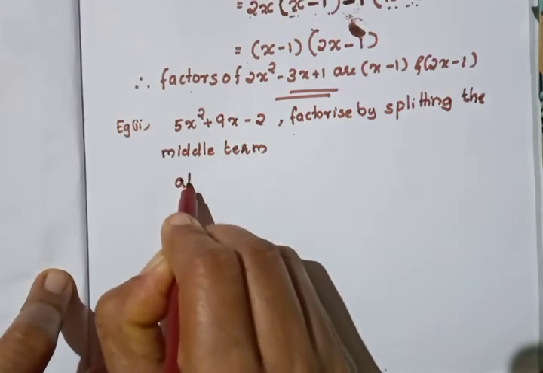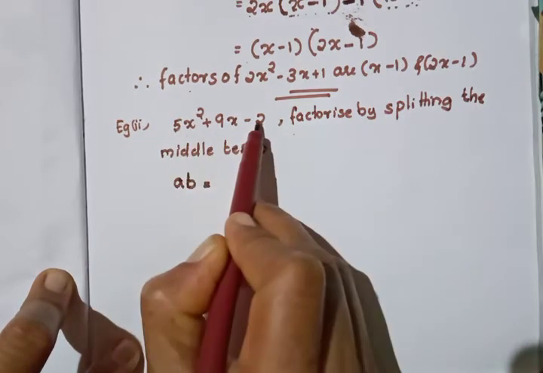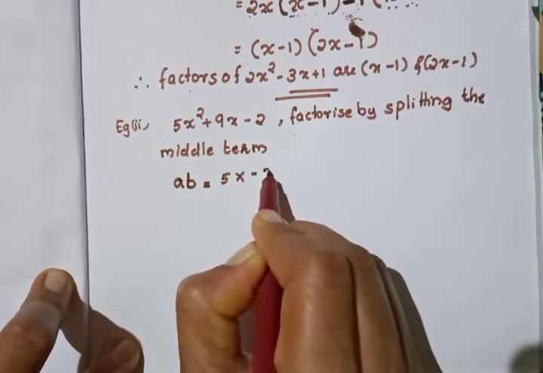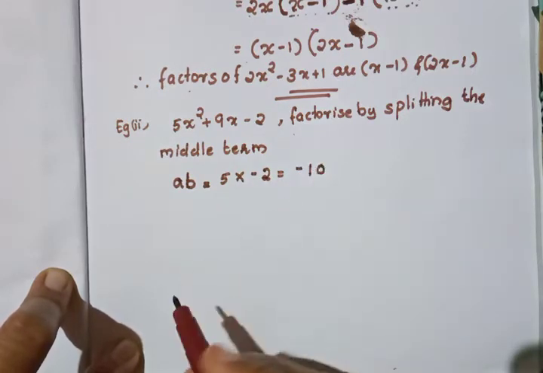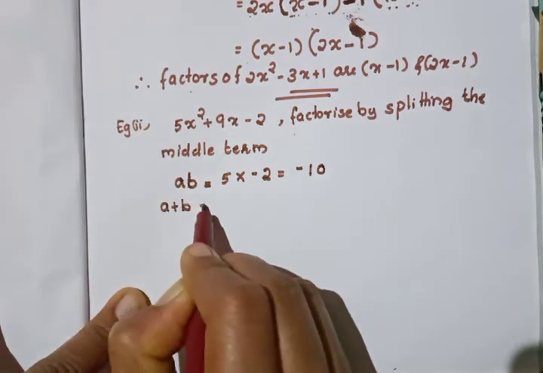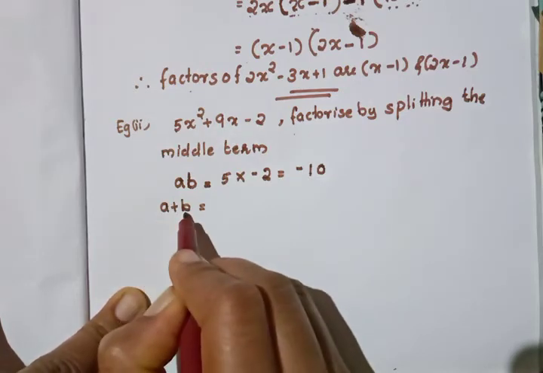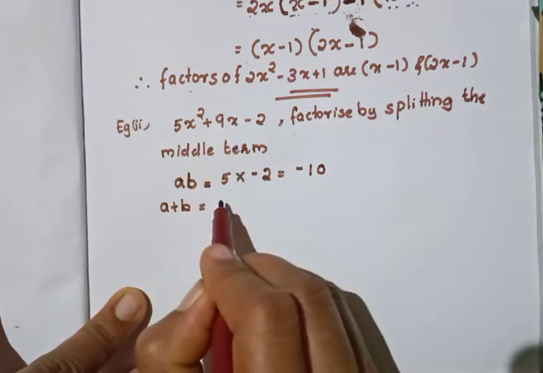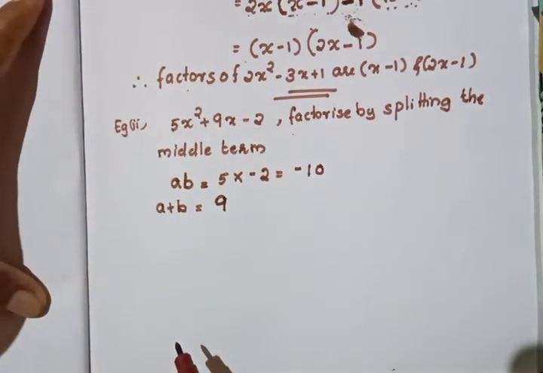What is a into b? The product of coefficient of x square and the constant. So what you are getting? 5 into negative 2. What is 5 into negative 2? You are getting negative 10. Okay, next we need a plus b. What is a plus b? Sum of the numbers. Sum of the numbers is nothing but the coefficient of x. What is coefficient of x here? Positive 9. Clear?